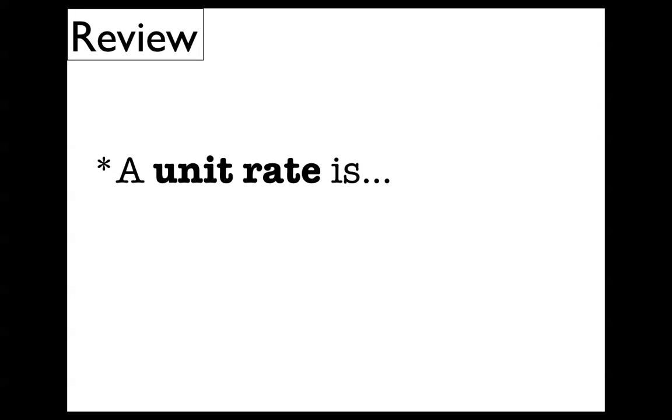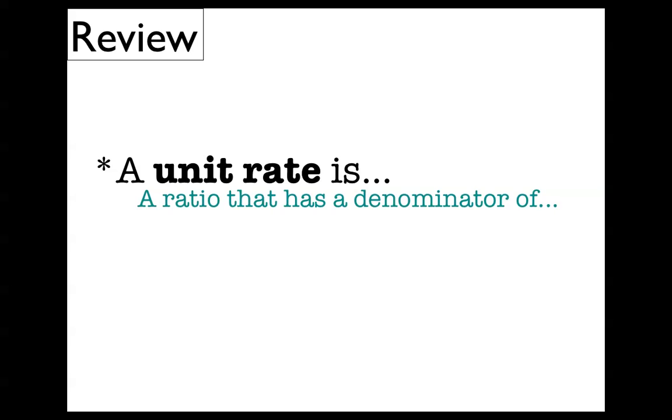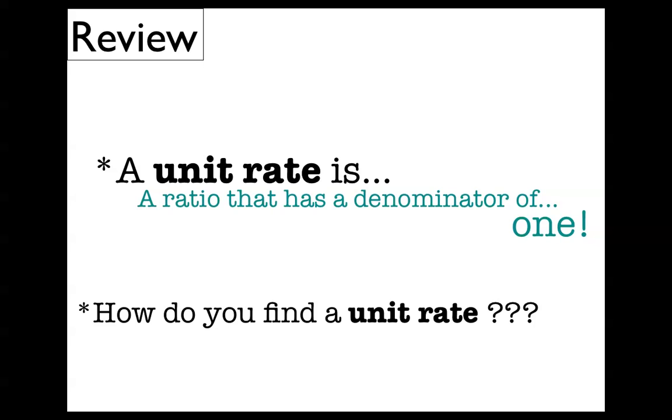So let's review. A unit rate is just a ratio that has a denominator of not 96 ounces, not 64 ounces, not 15 gallons, not 12 gallons, but a unit rate is a ratio that has a denominator of 1. So it tells us per ounce or per gallon or per hour, not per 96, not per 12. And that makes it really helpful because all you have to do is top divided by bottom, and then you can compare to see which rates are better or worse than others.